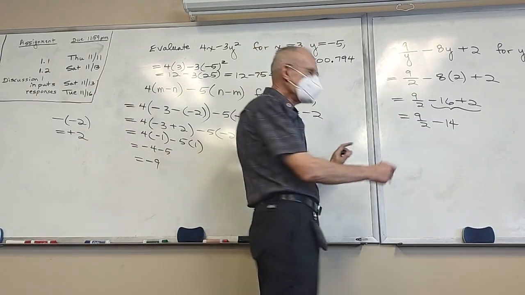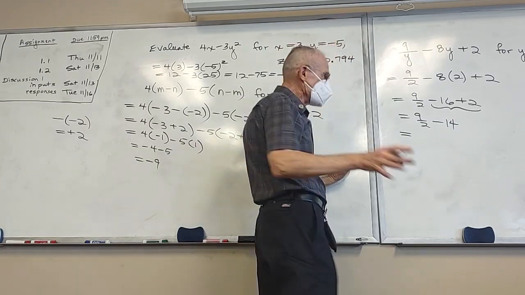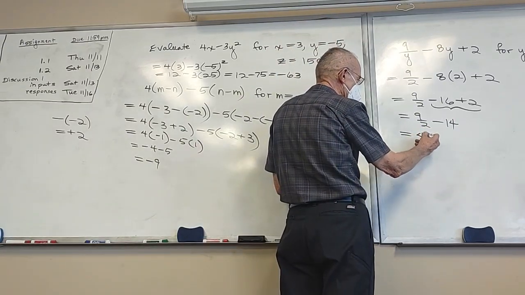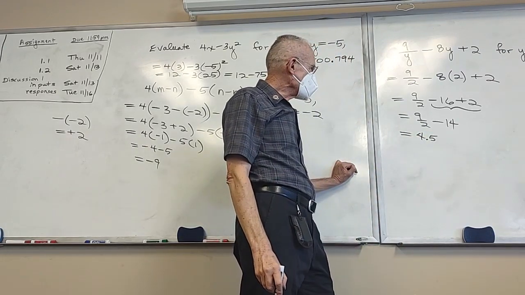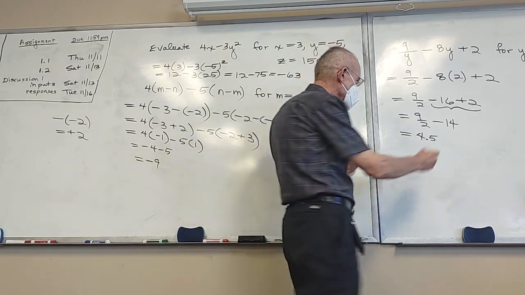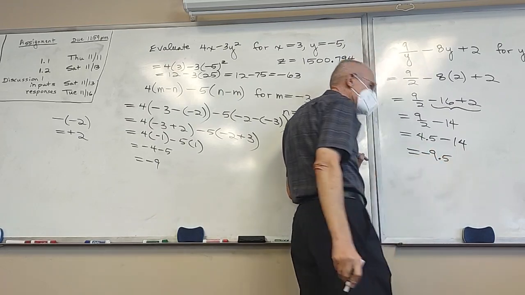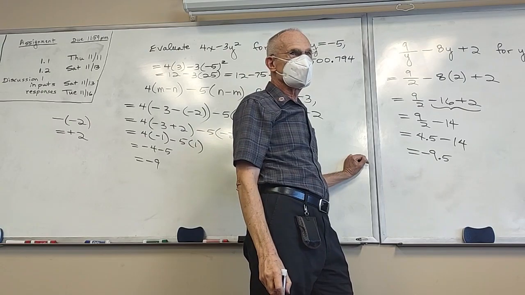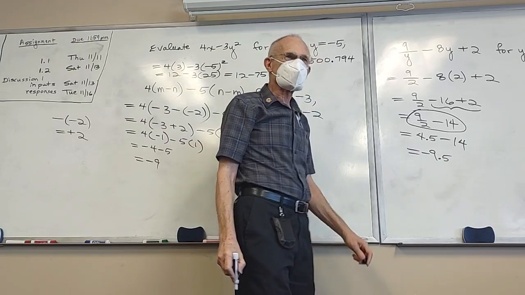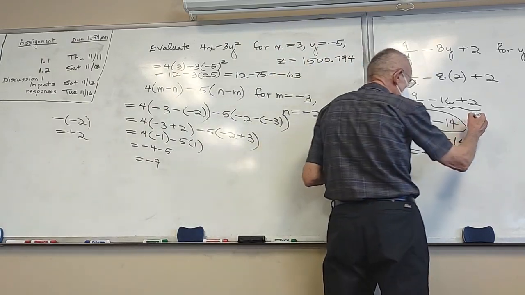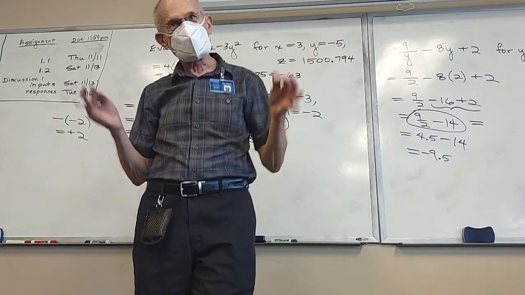So the best thing to do here, well, in real life, what you would want to do is to change 9/2 to 4.5, and then 4.5 minus 14 is minus 9.5. But that's not what you're expected to do. You're expected to take these two and make a single fraction out of it. Combine these fractions. Right? Which means you've got to get an LCD, you've got to get a common denominator, combine them over a common denominator.